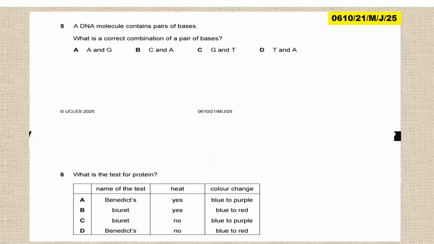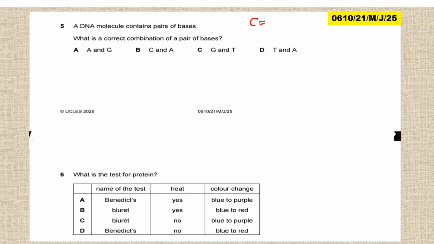All right, so this is the first question that we are going to answer, and for this one is coming from paper 2, variant 1, May, June 2025. So the question was on question 5, a DNA molecule contains pair of bases. Yes, we know. What is the correct combination of pair of bases?